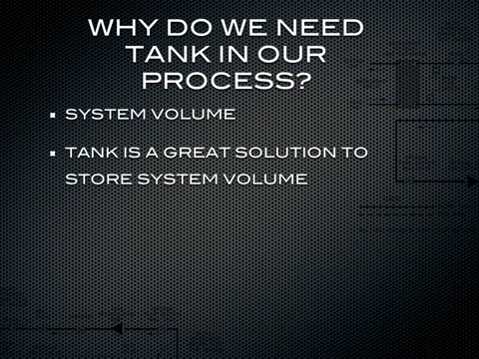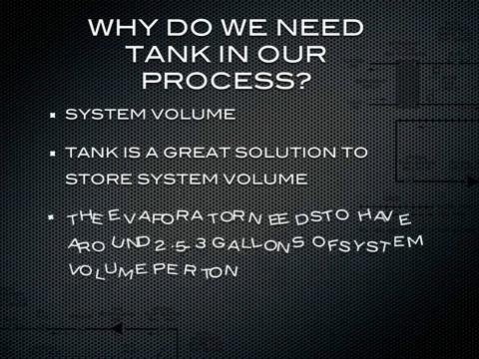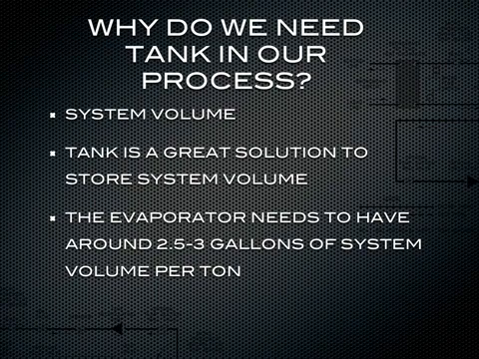Now, the reason why we need system volume is we need to satisfy the chiller evaporator. The chiller evaporator needs to have around 2.5 to 3 gallons of system volume per ton somewhere in the system. That could be in a tank, in piping, or in both. For example, if you have a 5-ton chiller, there needs to be around 15 gallons of system volume. A 30-ton chiller will need around 90 gallons of system volume.